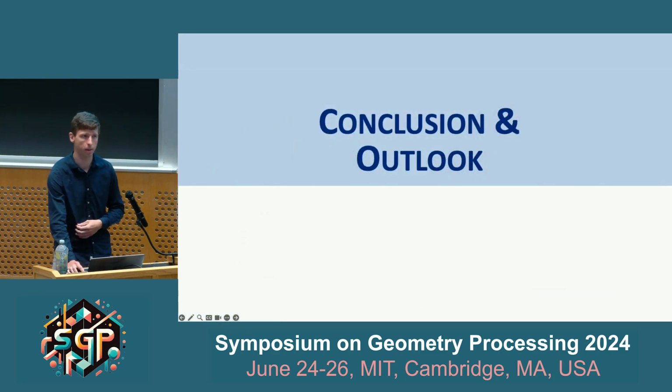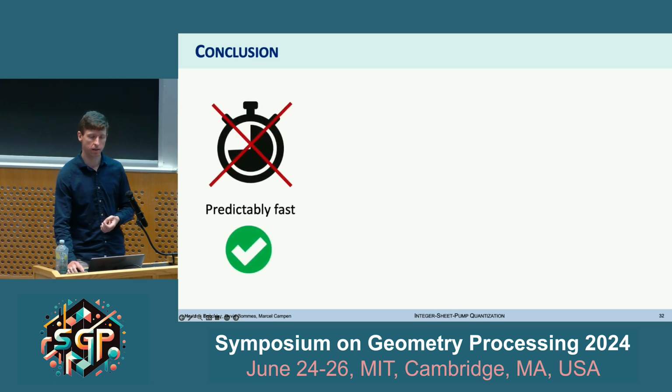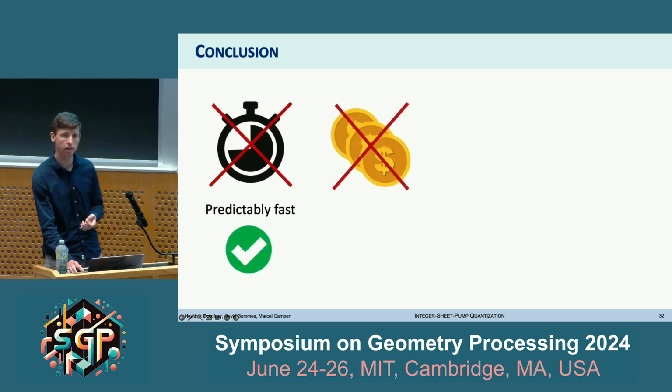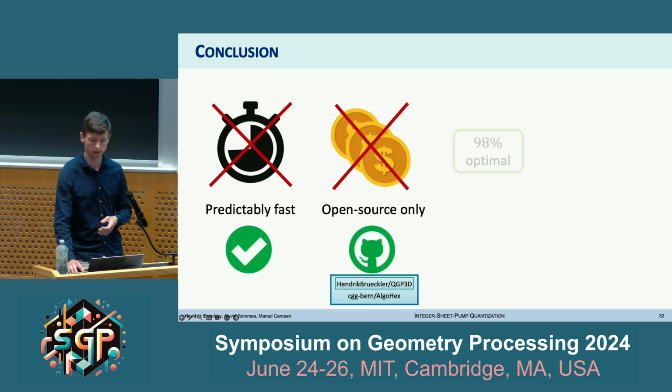Okay, time to wrap things up. So our new method is predictably fast, does not require costly dependencies, and is open source only. Code will also be made available shortly on GitHub, and it will also be integrated into the frontal-to-hex meshing pipeline of AlgoHex. In terms of optimality, of course, our method is not perfect, but I think we have shown that it is still usually sufficient in practice.